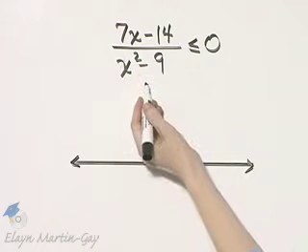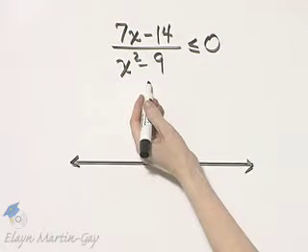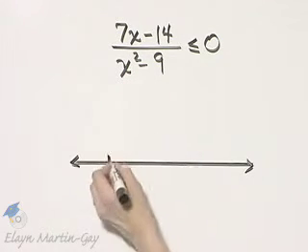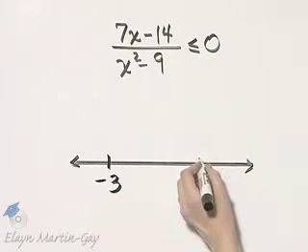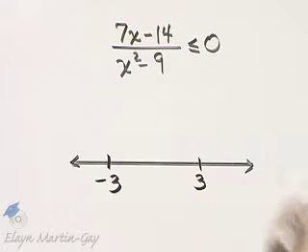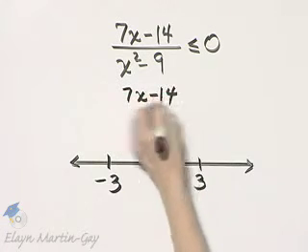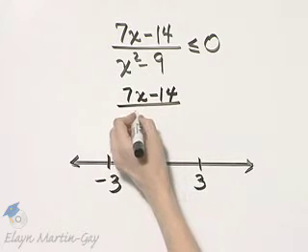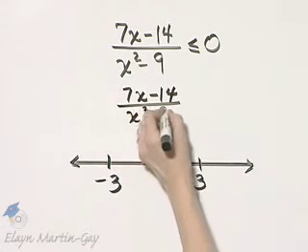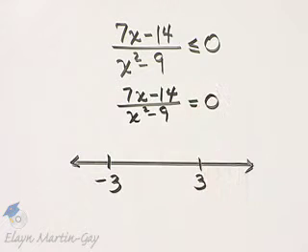If you set the denominator equal to 0 and solve by factoring, you'll have -3 and 3 as values that make the denominator 0. Then remember, you also solve the related equation. That would be 7x minus 14 over x squared minus 9 is equal to 0.